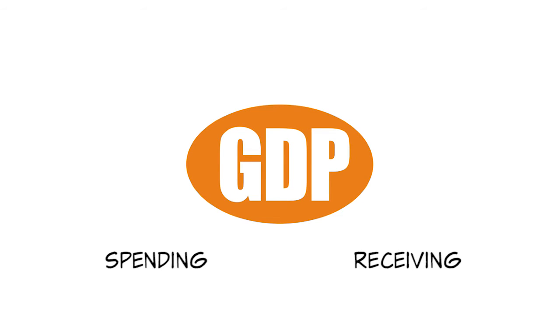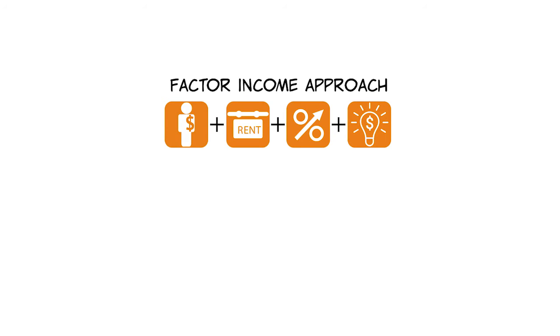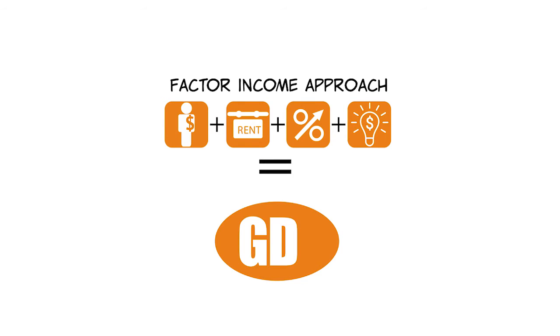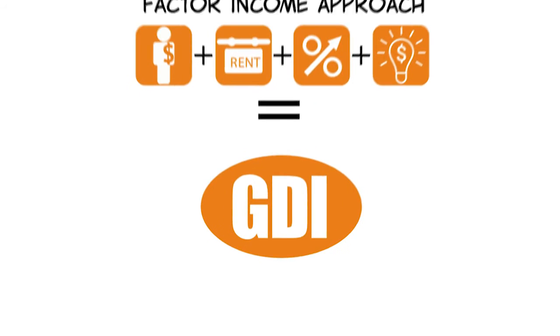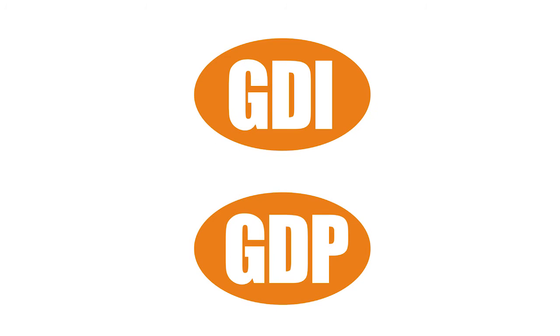When we calculate GDP by the factor income approach, by adding up employee compensation, rent, interest, and profit, we call it gross domestic income, or GDI. Why the different name? Well, in theory, GDP and GDI are exactly equal. But since they're calculated in very different ways, they usually give slightly different results, hence the different names.